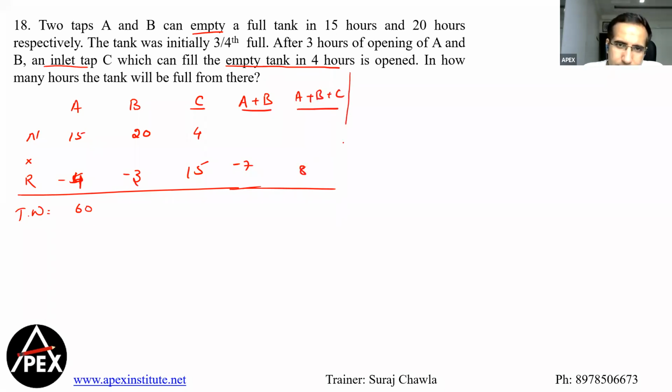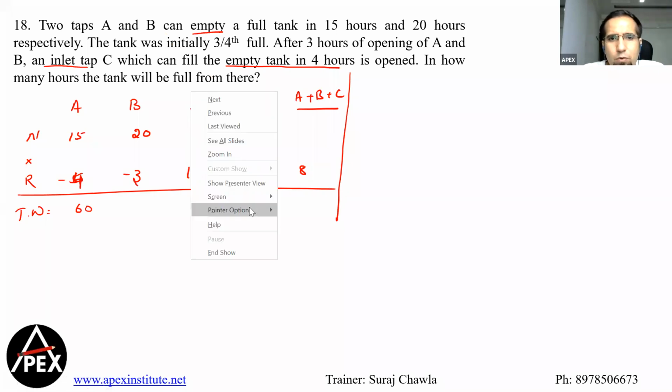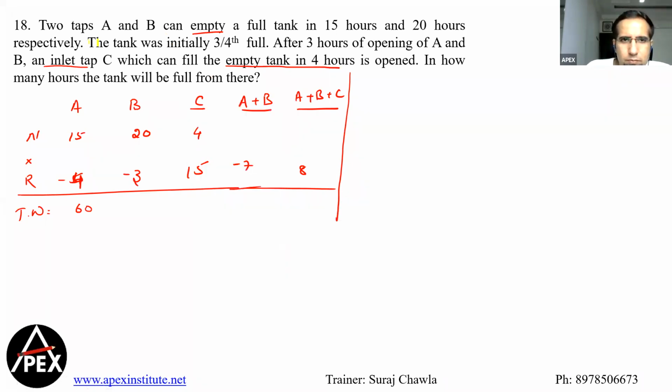Okay, guys. Now, what is the question talking about? So let's focus on the question statement. Initially, the tank was 3/4 full. Okay. So initially, how much was full, guys? 3/4 of 60. That means initially the tank had 45 liters.